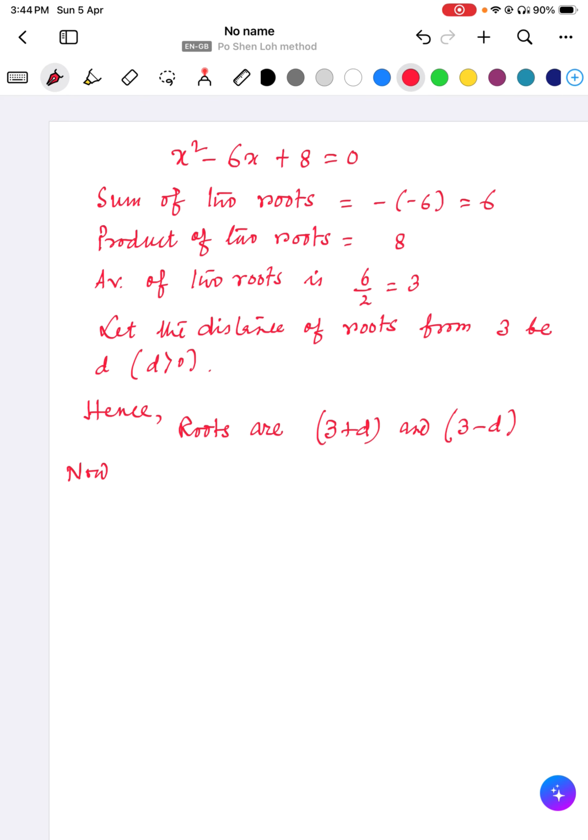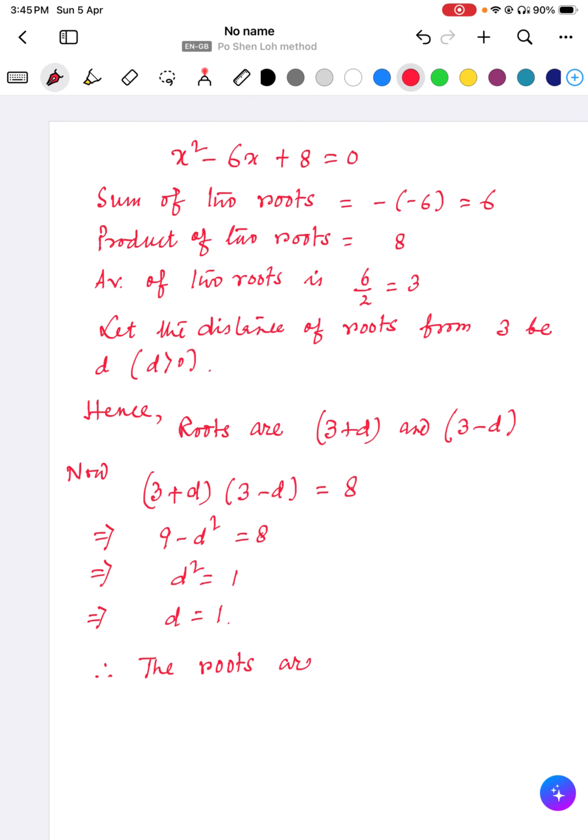Now, as the product of two roots is 8, so 3 plus d and 3 minus d equal to 8. This gives 9 minus d square equal to 8. This gives d square equal to 1 and this implies d equal to 1. Therefore, the roots are 3 plus 1 and 3 minus 1, that is 4 and 2.